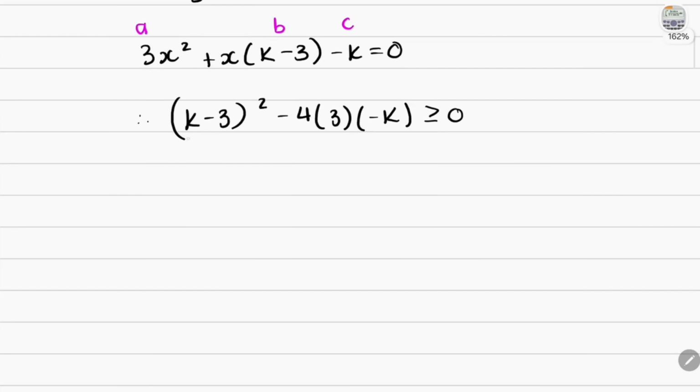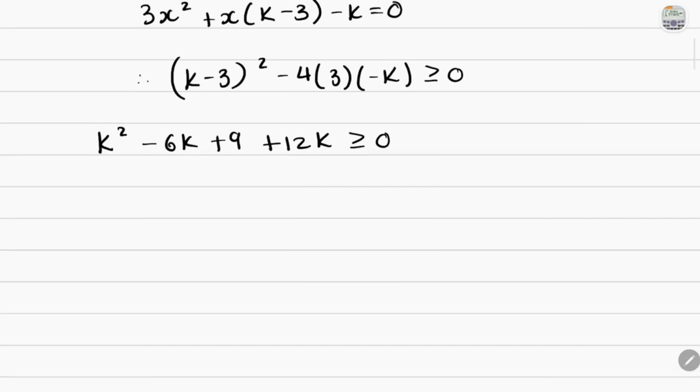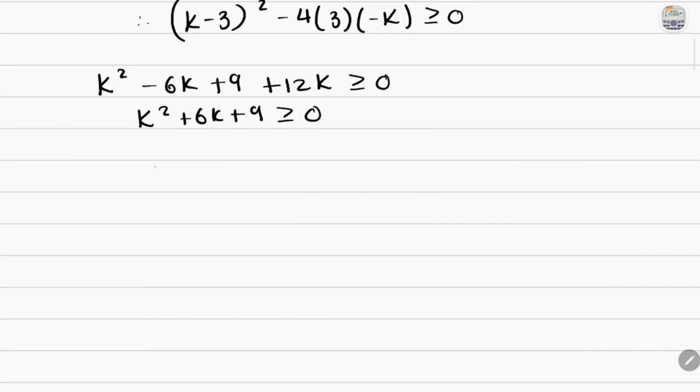Okay, let's go ahead and solve. So (k minus 3) all squared is k squared, and then the last term squared, positive 9. First term times second term is negative 3k, times 2 is negative 6k. Then these multiply, that becomes negative 12, that multiplies to give you positive 12k, is greater than or equal to 0. And we have a quadratic expression. So this is k squared, and 12k minus 6k is positive 6k, plus 9 is greater than or equal to 0.